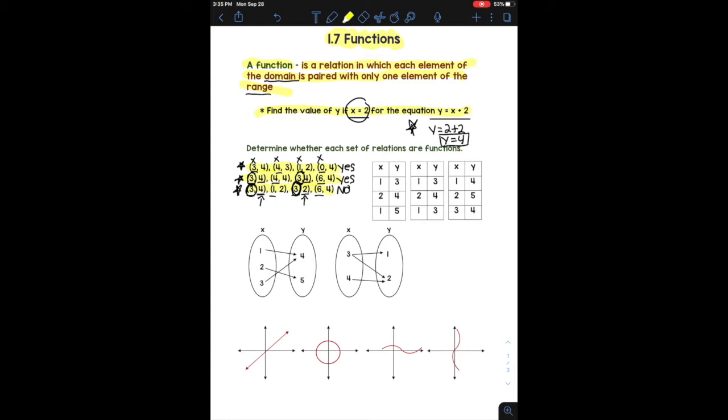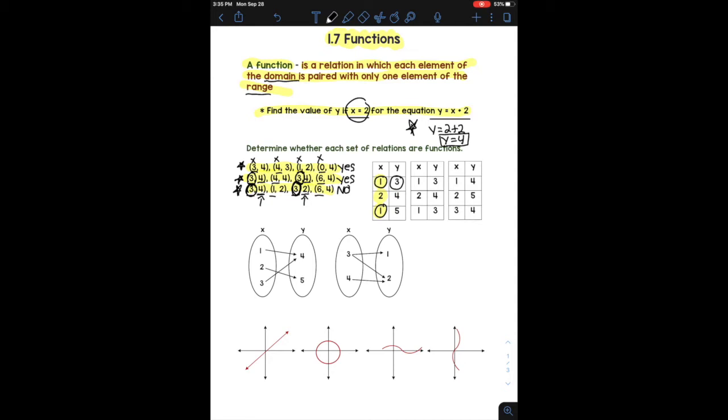Let's look at the first table and check to see if there are any repeating x values. We have x is 1, x is 2, and x is 1 again. So are there any repeating x values? Yes, there is. If it's a function, the y values will be the same for these x values. If it's not a function, they'll be different.